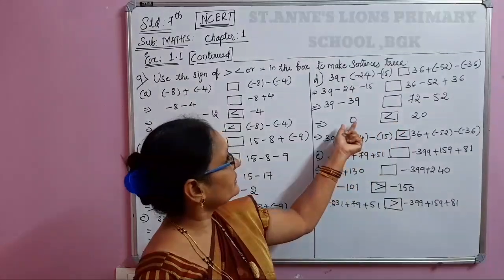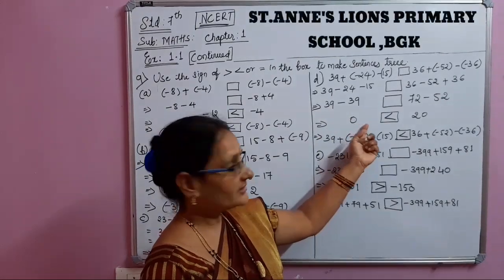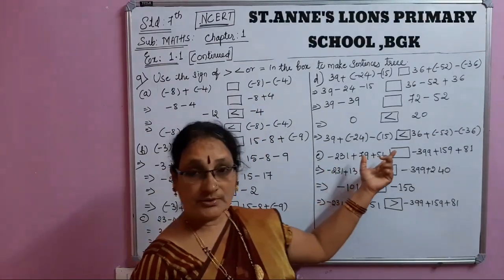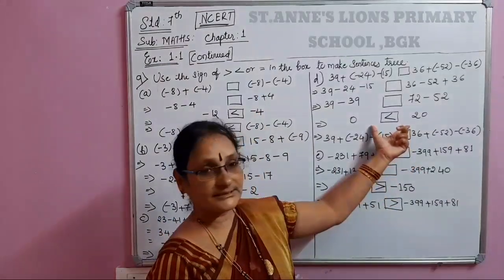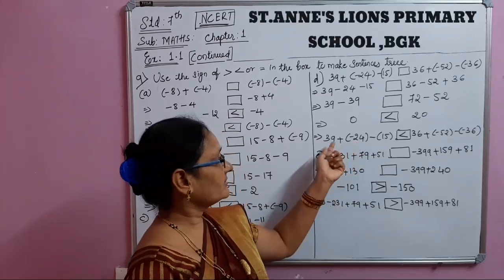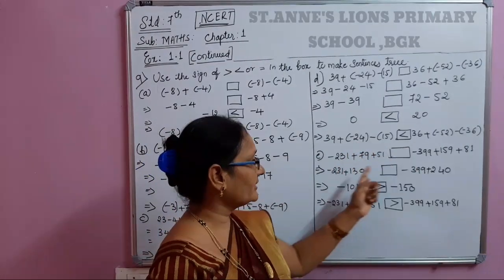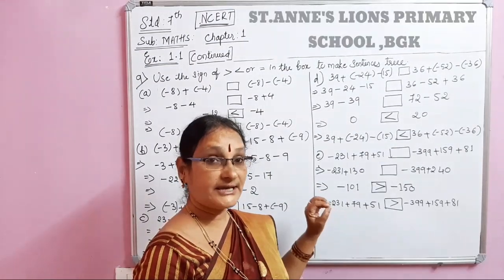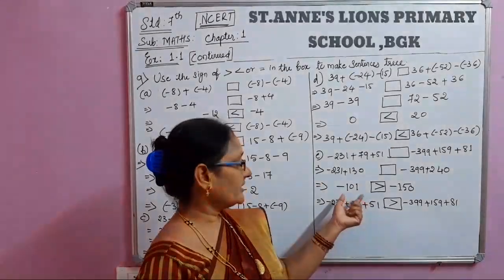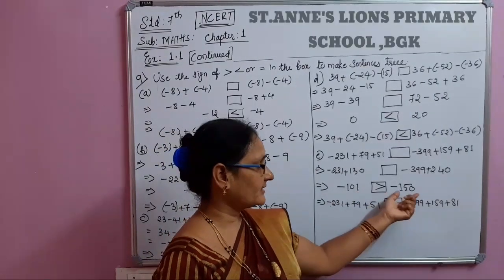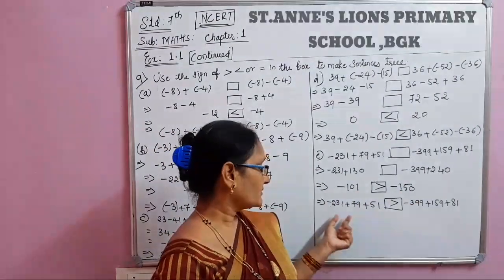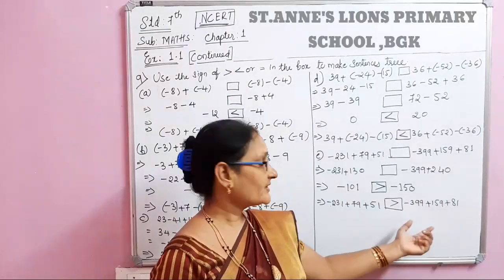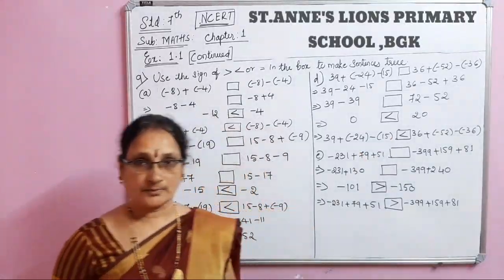We get here 0. 39 minus 39 is 0. It is smaller than the other side. Already you have observed these three. I think you understood how to solve. This is the answer. Then the same way, this also you go on solving, just addition and subtraction. But the only thing here is you have to take care of the sign, plus and minus. So here minus 101 is greater than minus 150. So on the whole, LHS is greater than RHS. So copy these problems.